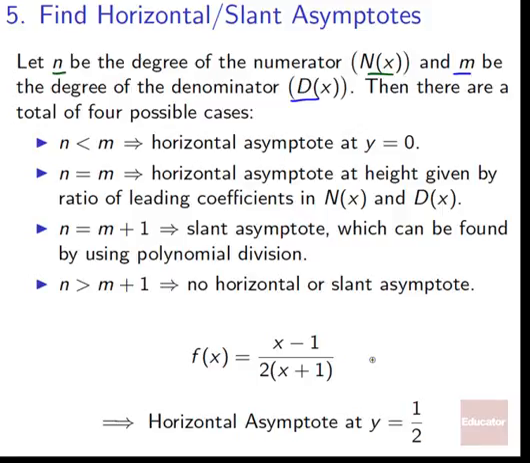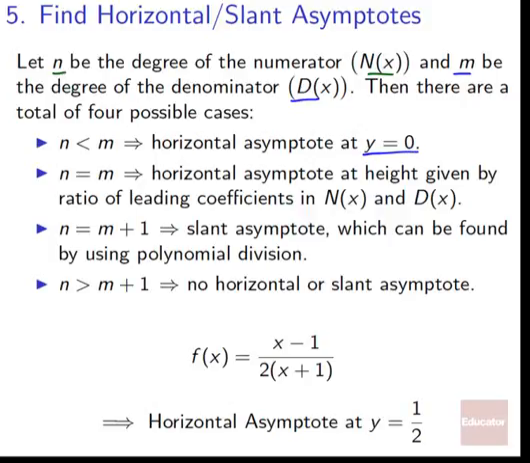N is less than m. The degree of the numerator is less than the degree of the denominator. Our denominator grows faster than our numerator, which means the whole fraction will eventually be crushed down to nothing, and we have a horizontal asymptote, y equals 0.